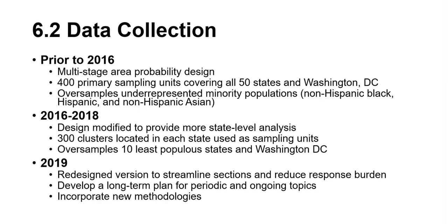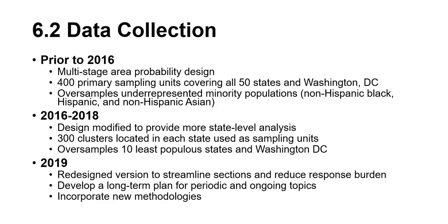Section 6.2, Data Collection. So prior to 2016, the NHIS used a multi-stage area probability design. This included 400 primary sampling units covering all 50 states and Washington, D.C. It oversampled underrepresented minority populations, including non-Hispanic Black, Hispanic, and non-Hispanic Asian individuals.